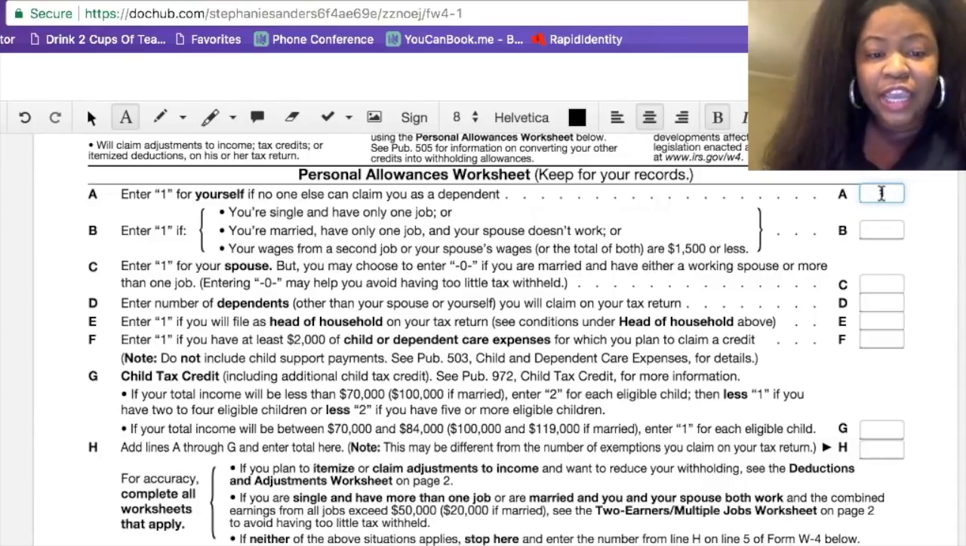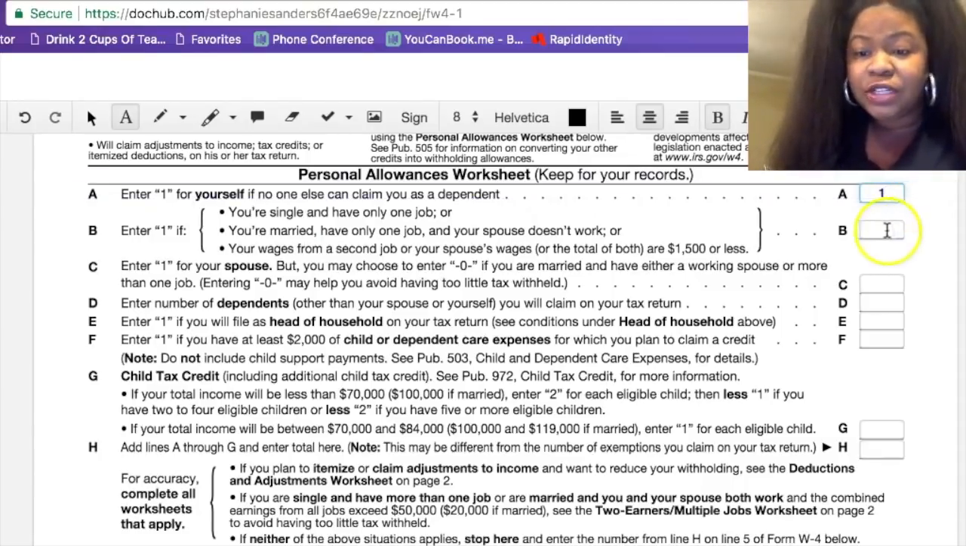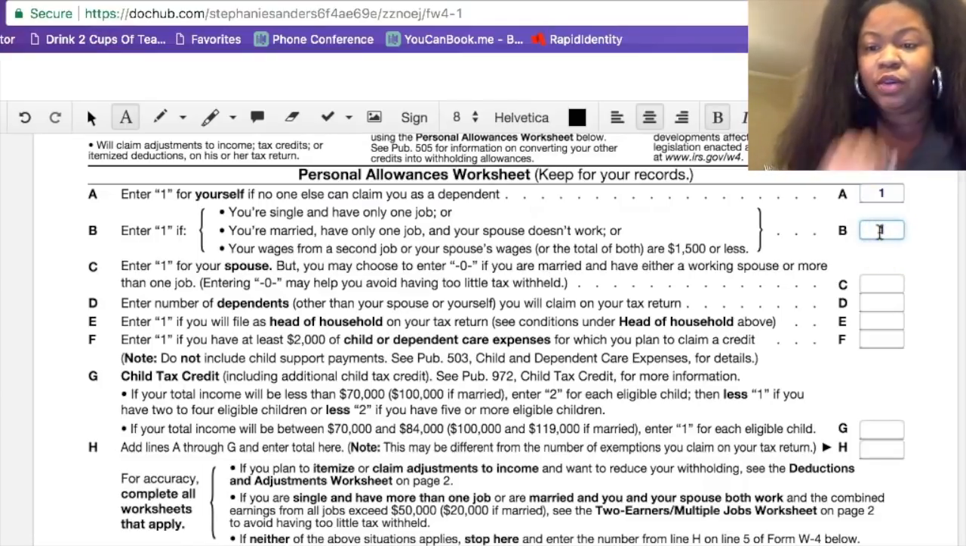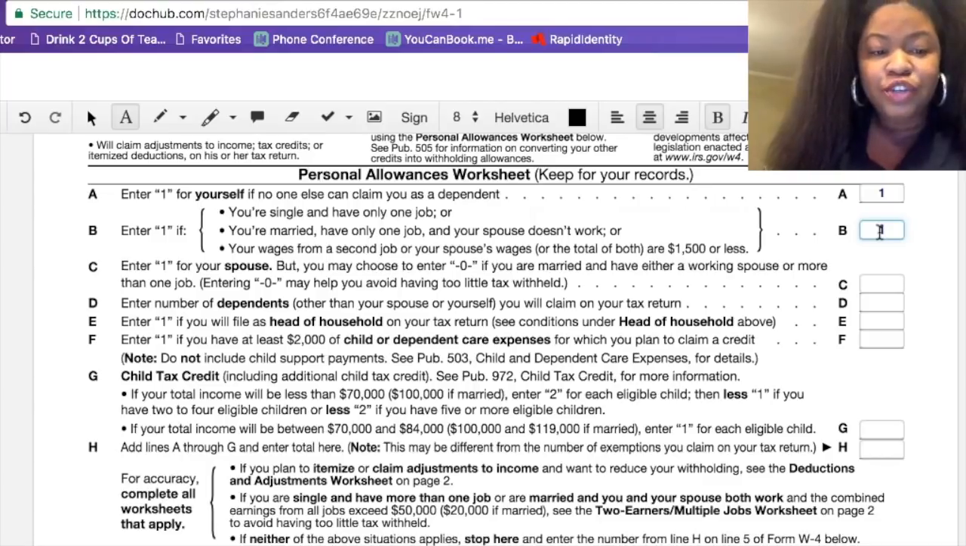Enter 1 if you're single and only have one job. Because this person is single with no dependents and has one job, we are going to put 1 here. Enter 1 for your spouse. This person does not have a spouse, so we will leave it blank. Enter the number of dependents you will claim on your tax return. This person has no dependents, so we will leave it blank.